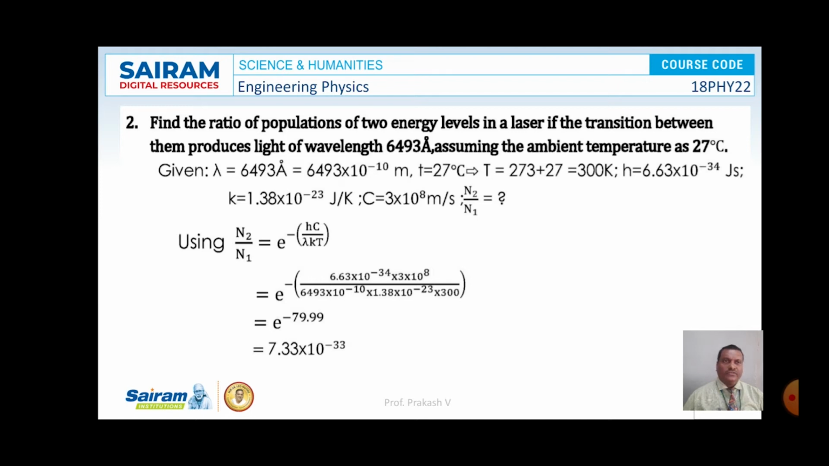So what is the value of N2 by N1? That is the parameter asked to calculate. So we know that N2 by N1 is equal to e to the power of minus hc by lambda kT. Substitute the value of h, c, lambda, k and T in the formula. Then on simplification we get e to the power of minus 79.99. Then on further simplification, the value of N2 by N1 is equal to 7.33 into 10 to the power of minus 33. So this is the solution for the given problem.